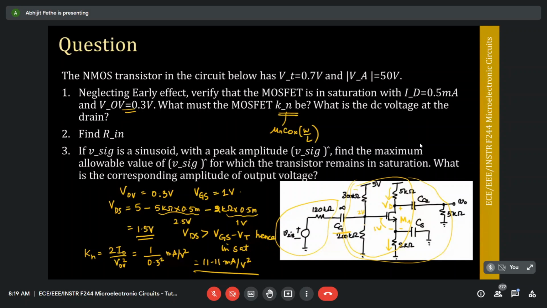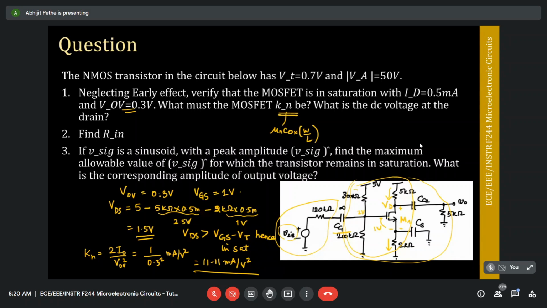Now that's the interesting question. So assume that this V signal is a sinusoid with some peak amplitude of V signal cap. What is the maximum allowable value of V signal cap for which the transistor remains in saturation? What is the corresponding amplitude of the output voltage? So how would you go about solving that? That is, I want to know what is the maximum allowable voltage I can apply at the input such that M1 remains in saturation. So isn't this an extension to the previous question? Yeah, so solve it for me and tell me.